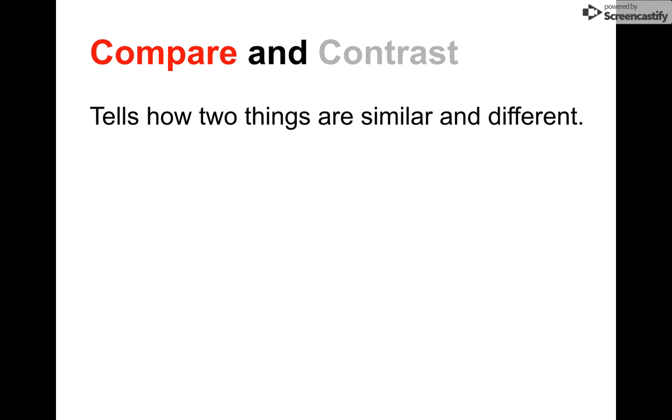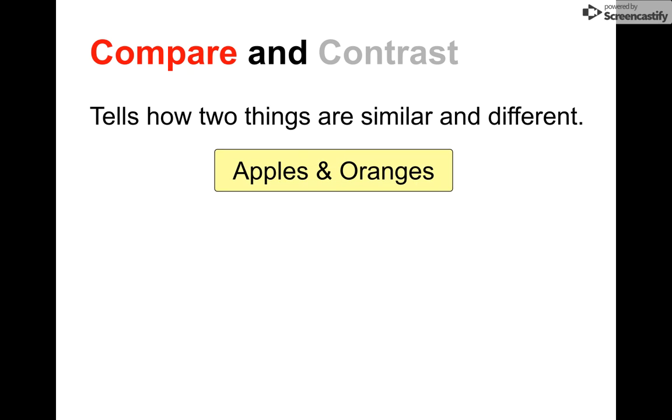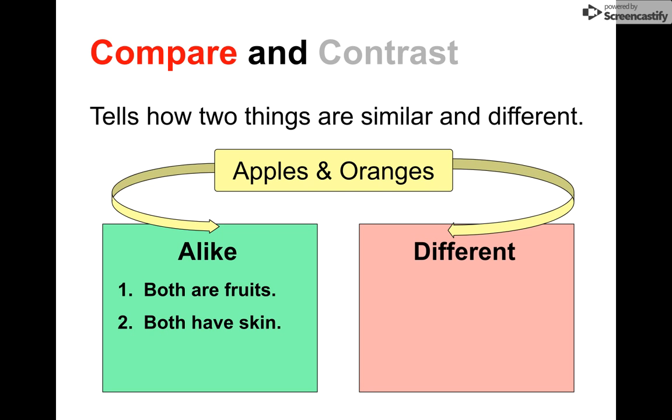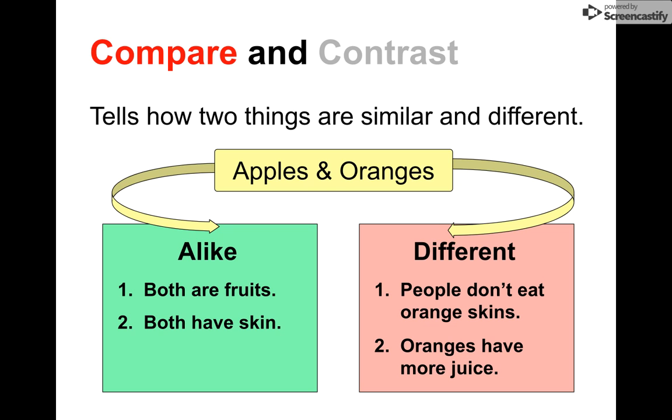All right, so looking at the first one, we have compare and contrast. This is just telling how 2 things are similar and different. So for example, we could look at apples and oranges. We would list out how they are alike. So both are fruits, both have skin, but then we can also talk about how they're different. People don't eat orange skins, and oranges typically have more juice. So looking at compare and contrast, just remember you're looking at both how they're the same and how they're different.